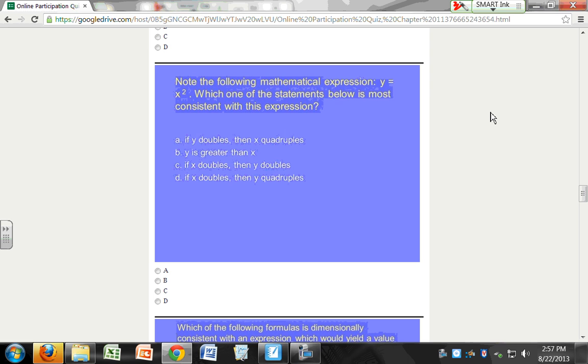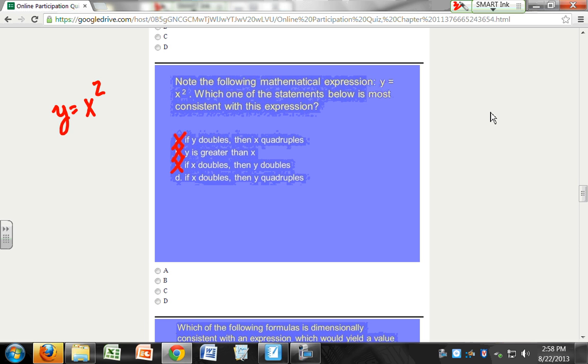Note the following mathematical expression. Which of the statements below is most consistent with this expression? All right, so if y is equal to x squared, if I double y, then x does not quadruple. If y is greater than x, maybe, but not necessarily. Like if x is less than 1, then that won't be true. If x doubles, then y doubles. That is not true. If x doubles, then y quadruples. That is true.